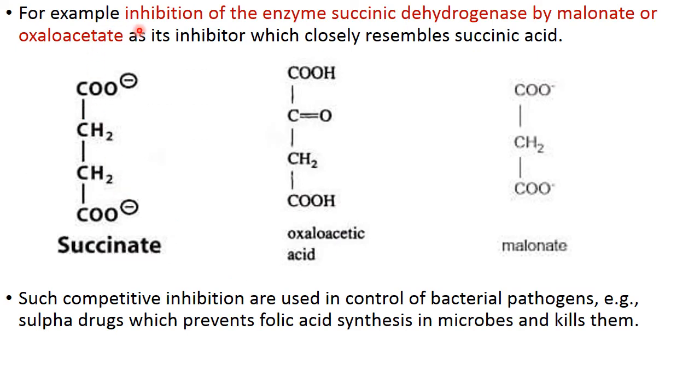One example of competitive inhibition is the inhibition of the enzyme succinic dehydrogenase. This succinic dehydrogenase is an enzyme that you are going to read in the citric acid cycle and the electron transport chain. So I think that chapter is going on presently, and this enzyme removes hydrogen from the succinic acid and forms fumaric acid or fumarate.